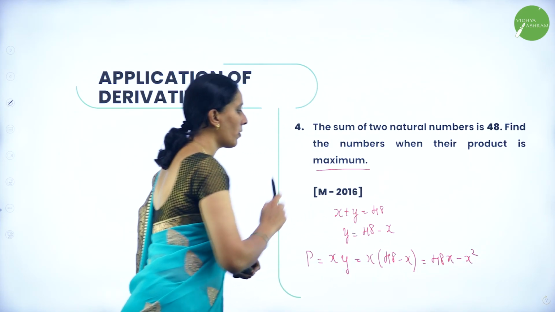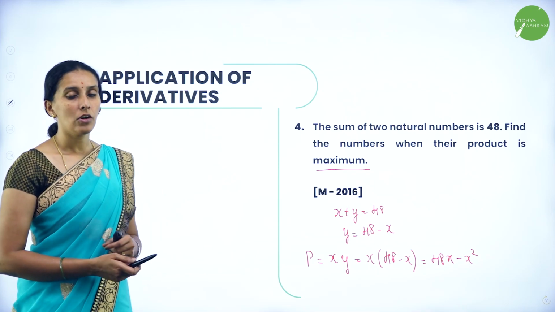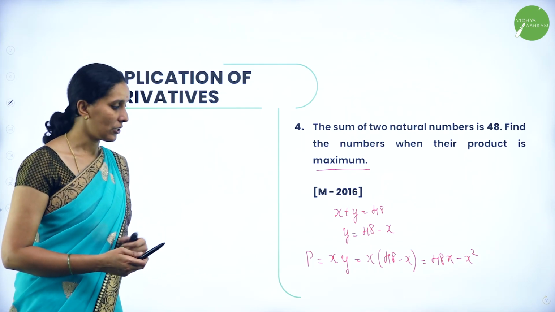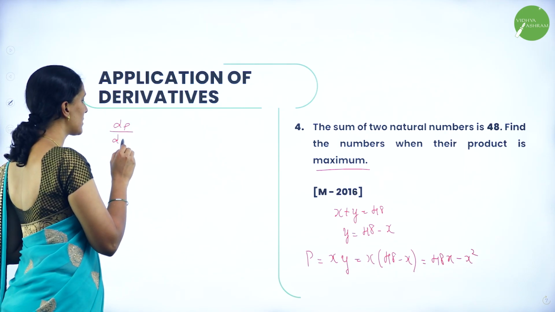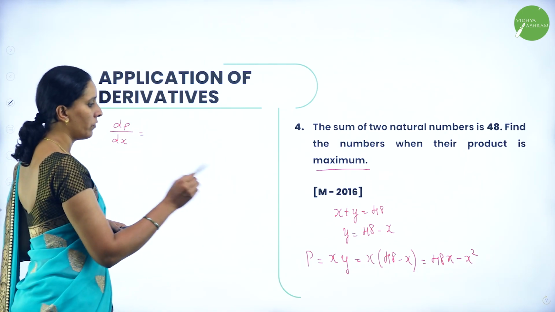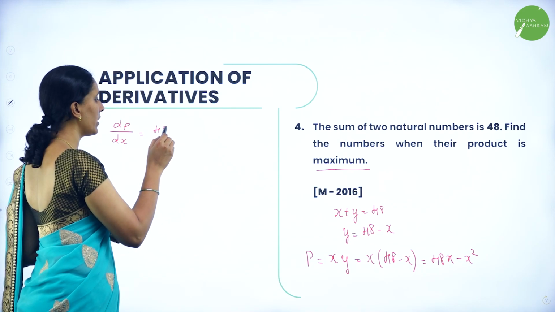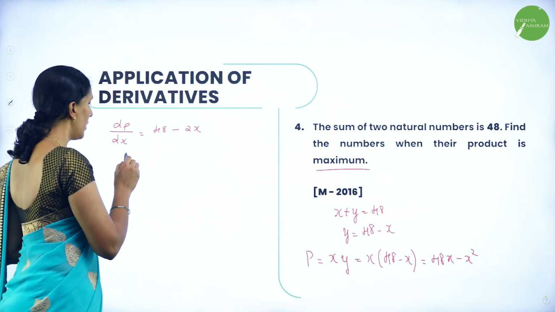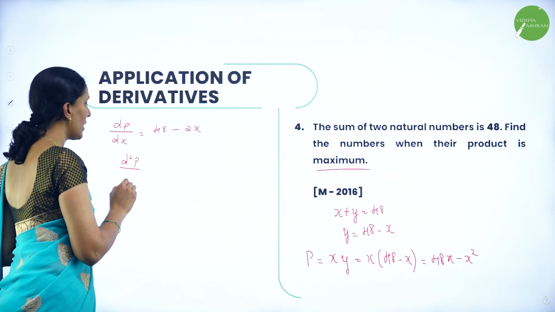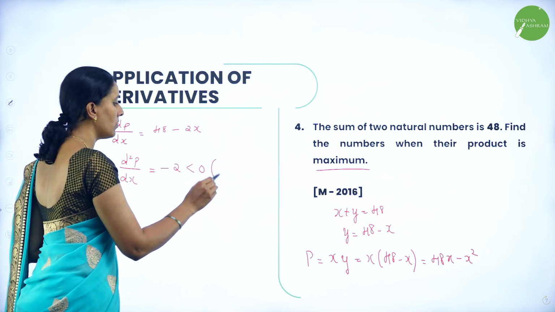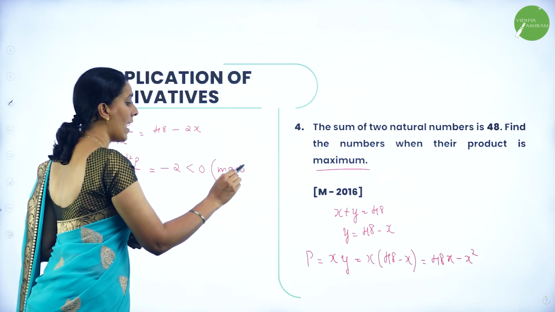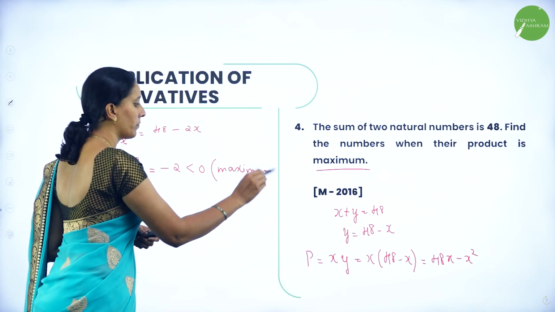Now we are talking about maximum, so the second order derivative must be negative. So let's check it here. We take dP by dx, which when you differentiate gives 48 minus 2x. Now d square P by dx square will be equal to minus 2, which is less than 0. So therefore the given function has a maximum value.